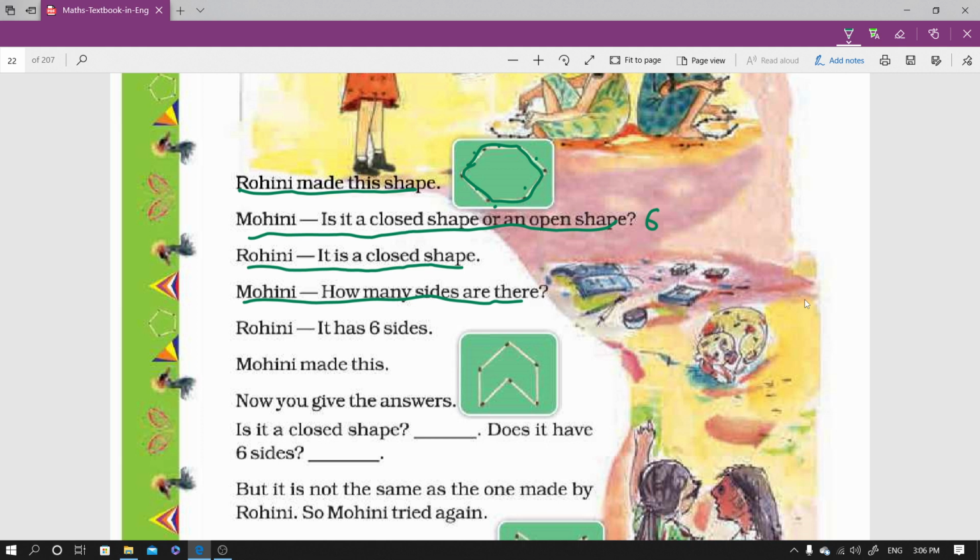Mohini, is it a closed shape or an open shape? Rohini, it is a closed shape. Mohini, how many sides are there? Rohini, it has 6 sides.